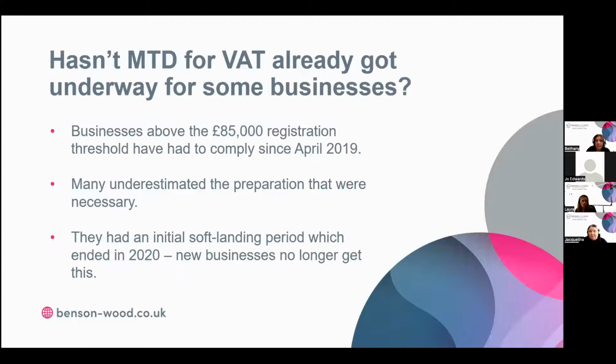Next slide, please. So currently, VAT registered businesses above the taxable turnover of £85,000 have had to comply since 2019. Many businesses underestimated the preparation that was needed for going MTD, so it is best to start preparing early. Businesses were given an initial soft landing period of 6 months to put things into place. However, new businesses no longer get this.